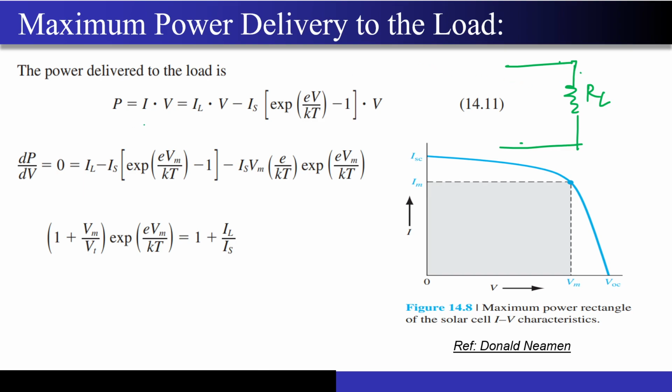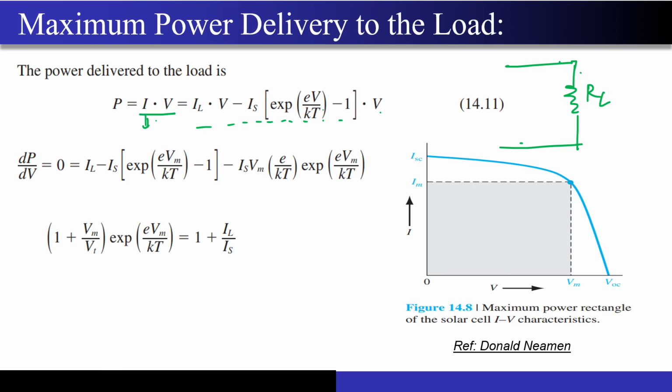And what is the power? Power is nothing but your multiplication of V into I. And what is the I? You already know, I equals the current equation of the solar cell. We have already calculated it, and if you multiply V with it, then this is the equation that you will be getting for the power, right?